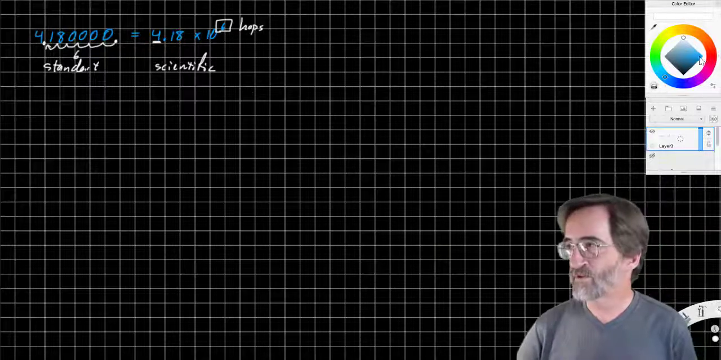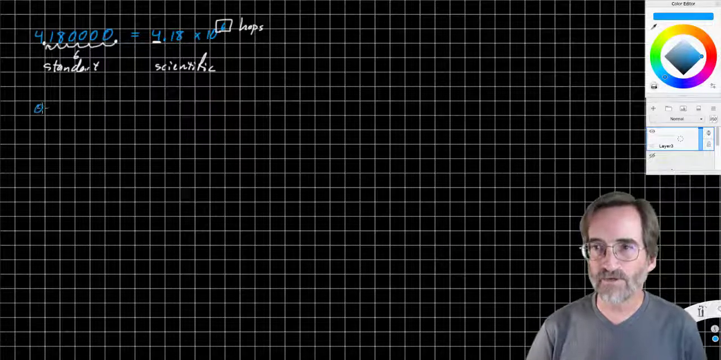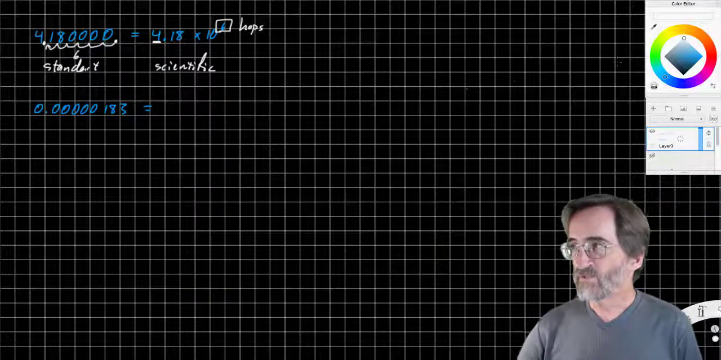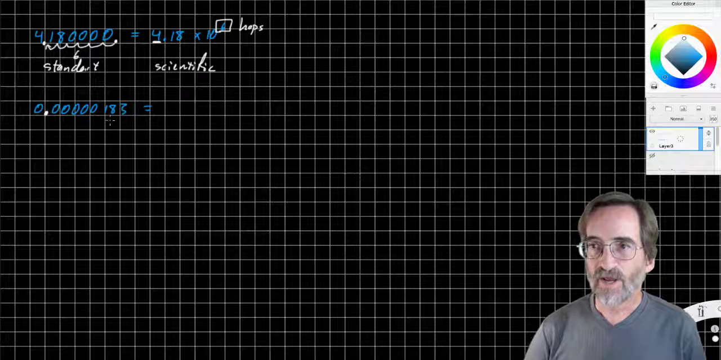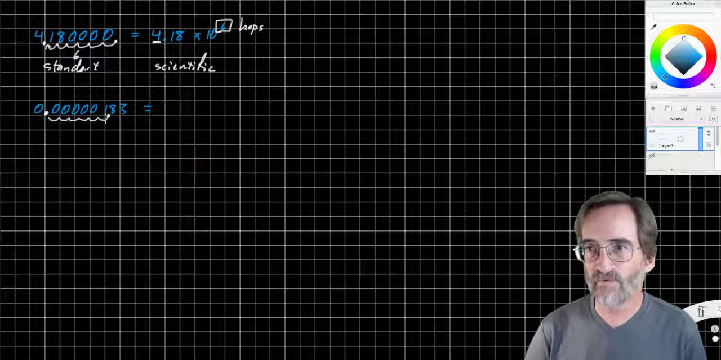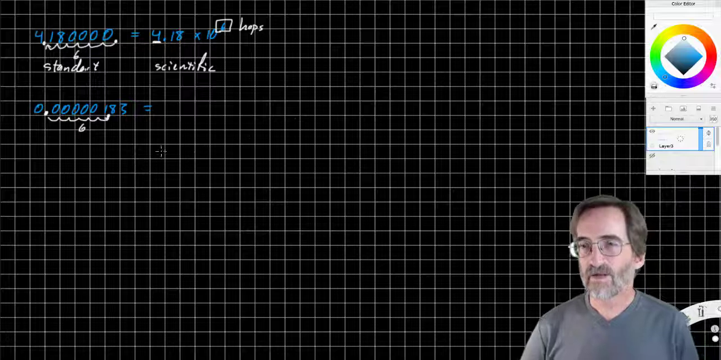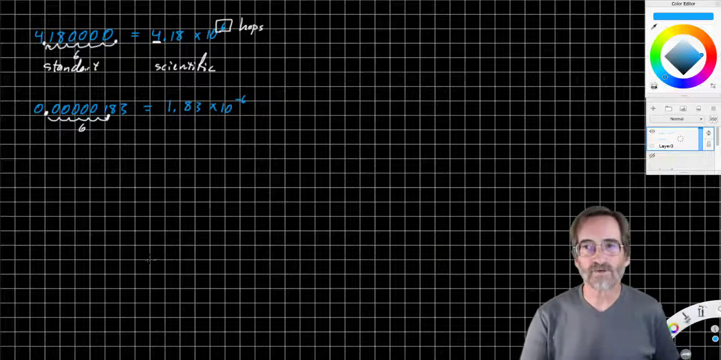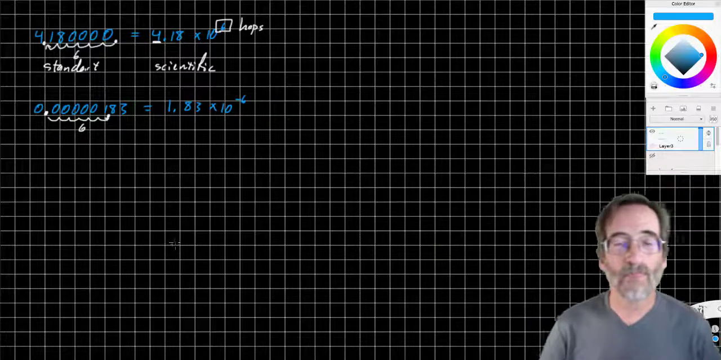Okay, one more example. This one, a small number, 0.000000183. Always take the decimal from where it is to right after the first non-zero digit. That would be right after the 1. Count the hops. 1, 2, 3, 4, 5, 6 hops. Now this is a small number, so we use a negative exponent. 1.83 times 10 to the negative 6th. Again, negative 6 because it's a small number.